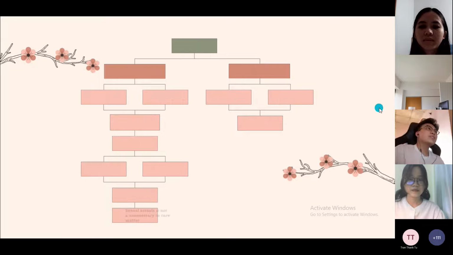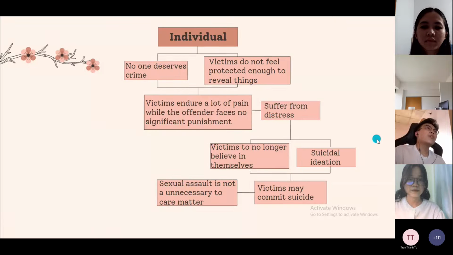As everyone can see, we drew the mind map of our overall argument and divided it into two main ideas: individual and society. As you can see on the left side, individual includes the following, step by step.